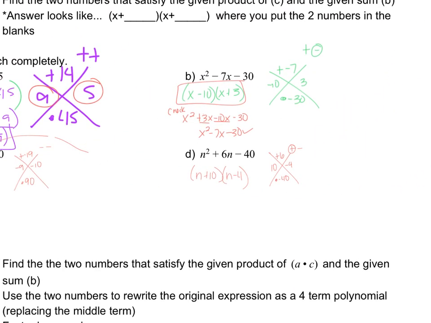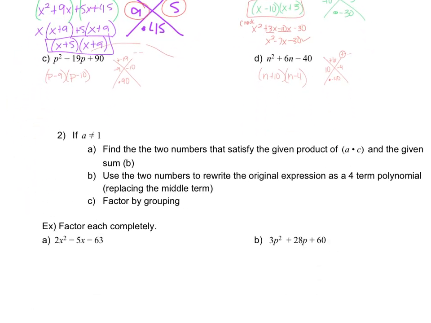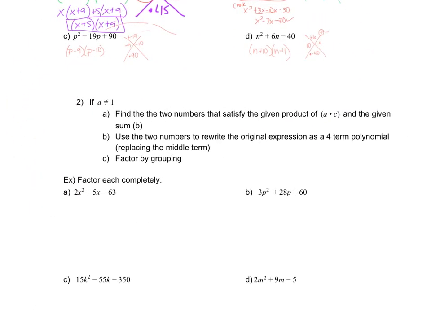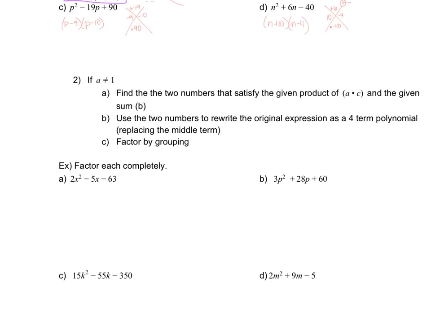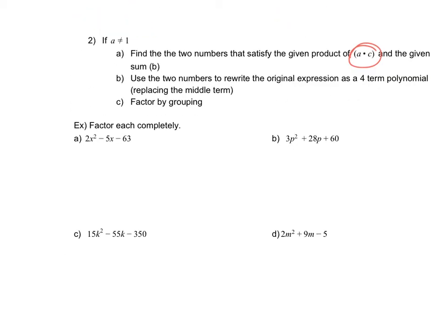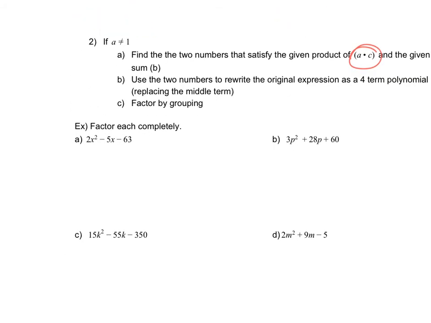Okay, so that was when a equals 1. Now let's go, so when a does not equal 1, you have to do 2 more steps. It's really not that bad. So first you have to find the 2 numbers that satisfy the given product a times c, and then the given sum b. And then you have to write it as a 4-term polynomial and then factor by grouping.